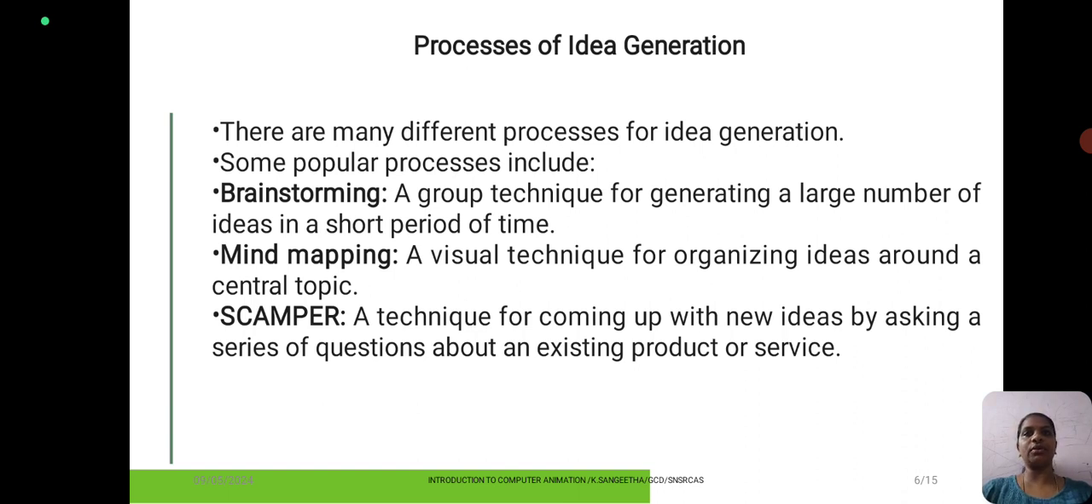There are many different processes for idea generation. Some popular processes include brainstorming, mind mapping, and SCAMPER. Brainstorming is a group technique for generating a large number of ideas in a short period of time. Mind mapping is a visual technique for organizing ideas around a central topic. SCAMPER is a technique for coming up with new ideas by asking a series of questions about an existing product or service.